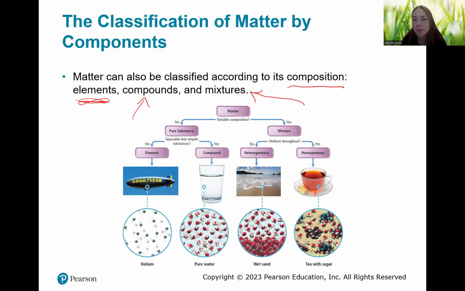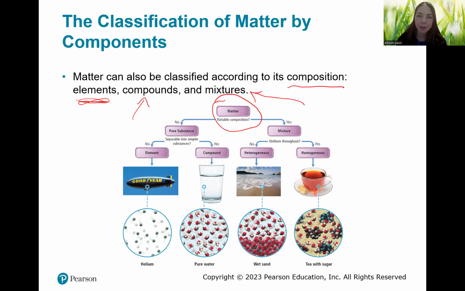And then we can further find subsets of those mixtures to be based on appearance, whether they all look the same or they look a little different. So let's break down matter here a little bit more. So we're going to start at the top here. And we ask ourselves this first question regarding matter. Does it have variable composition? So what does that mean?